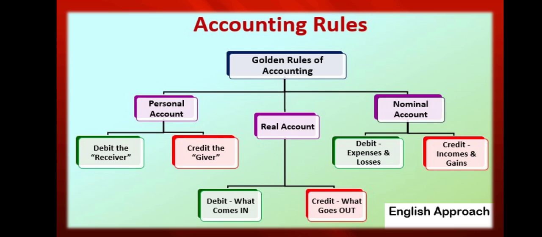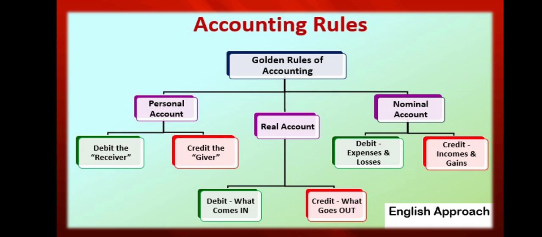Golden rules of accounting. You have personal account, real account, nominal account. Under personal account, debit the receiver, credit the giver. Under real account, debit what comes in, credit what goes out. Nominal account, debit expenses and losses, credit incomes and gains. Okay, so this is to do with the English approach.